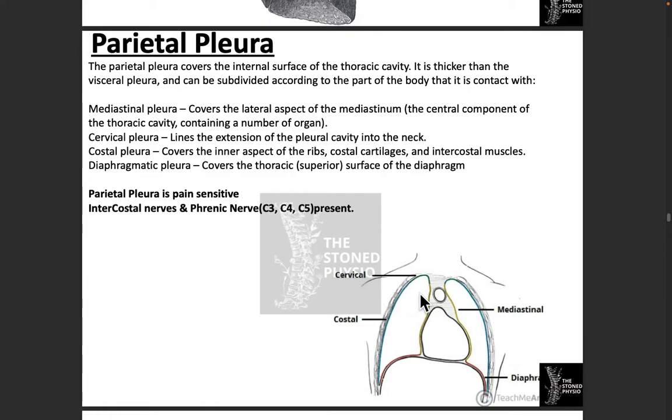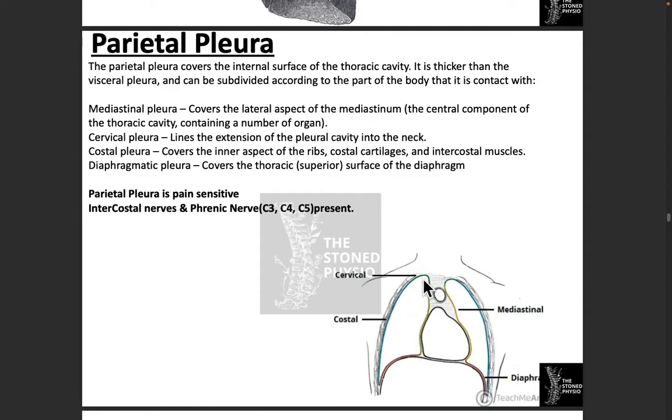We can name the parietal pleura according to the different region where it is present. Here we can see the whole lung. This is the right lung and this is the left lung. Here we have the parietal pleura, which is a covering over the lungs, and we can name different parts of the parietal pleura according to their placement, in which particular segment they are present.